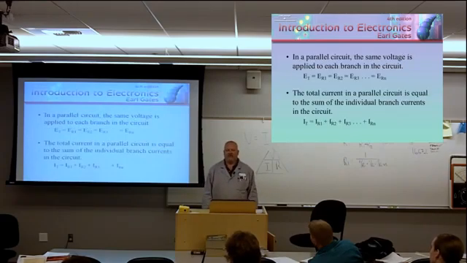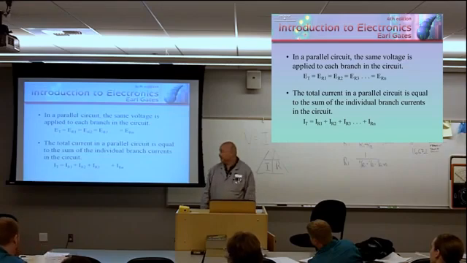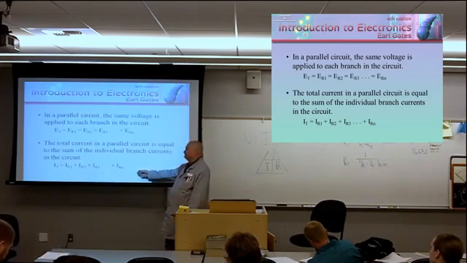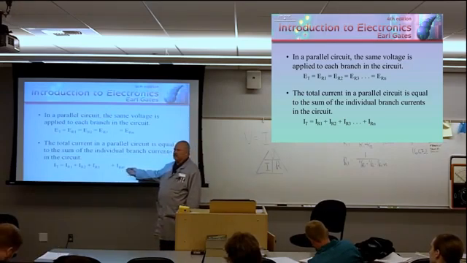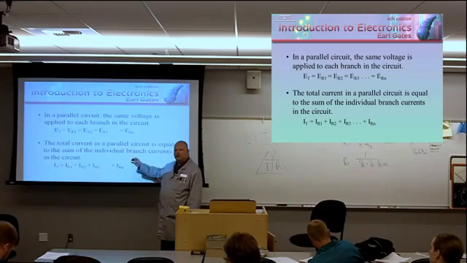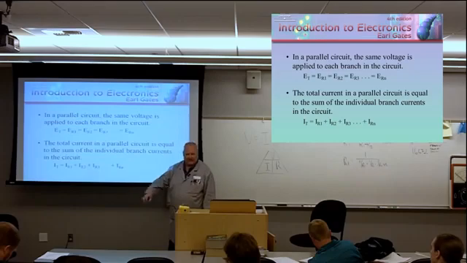In a parallel circuit, total voltage is constant across the parallel network. That's this formula. Down below, total current is equal to IR1 plus IR2. This says that a parallel circuit is also known as a current divider.